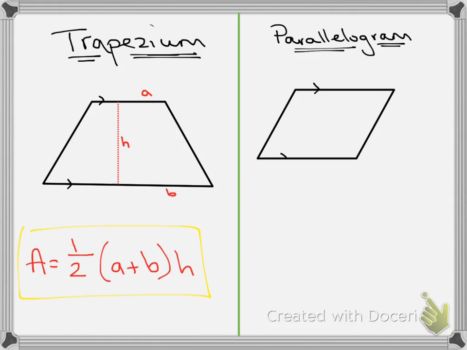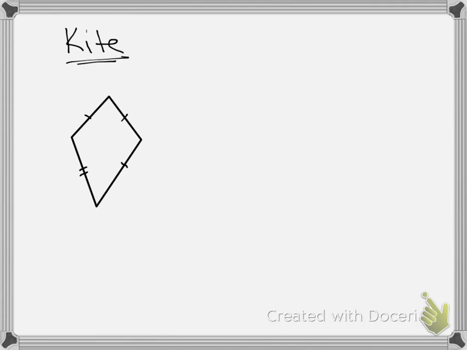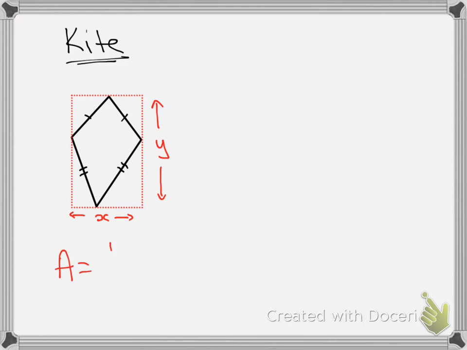Next up, a parallelogram. Now a parallelogram, like you can see in the picture, all the lines are actually parallel to each other, so the top and bottom lines are parallel to each other, and the left and right lines are also parallel, hence the name parallelogram. The formula to find the area for a parallelogram is equal to base times height. That's all it is, very simple. Next up, we have our kite.